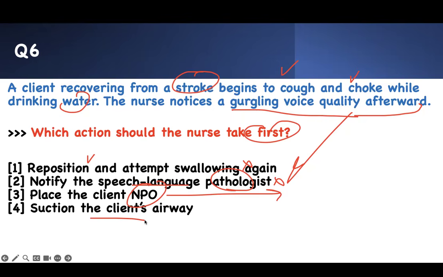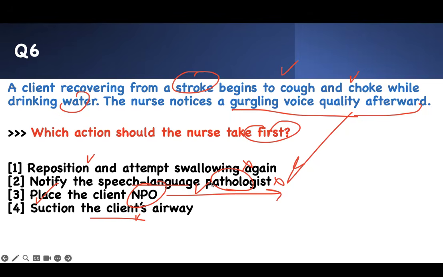Look at it: gargling voice quality afterward. He may have aspirated. He had a stroke. Will you put the thing in to suction his airway? Well, he may not like it. The best and safest thing to do in the NCLEX, when you see two answers that are close to each other, one preventing further harm and the other treating it, I'd rather make the patient NPO. Don't drink anymore. I can check if I can suction you.